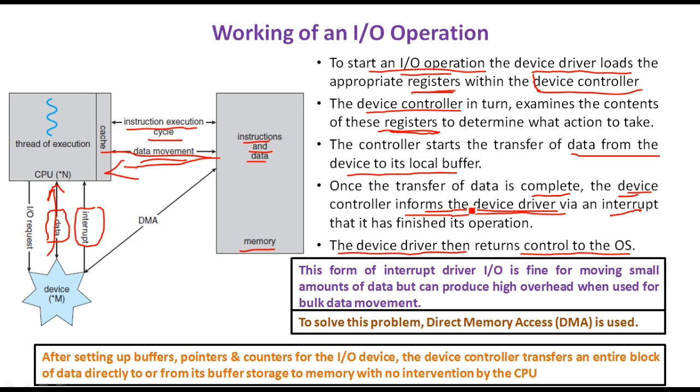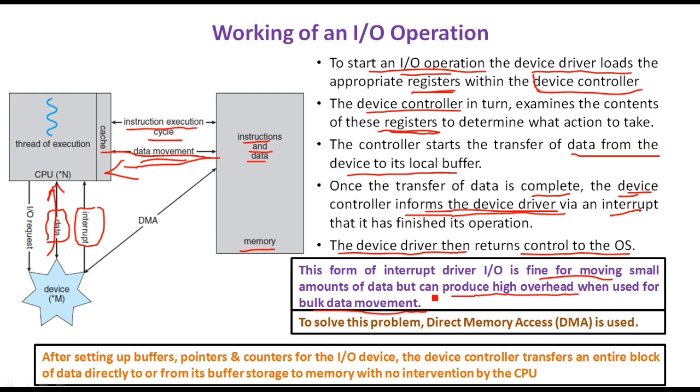Now there is a disadvantage with this. This form of interrupt driven I/O is fine for moving a small amount of data. But what happens when you have larger data? It produces a high overhead when used for bulk data movement. Bulk data movement means if you have a large amount of data, so there is a disadvantage with this.